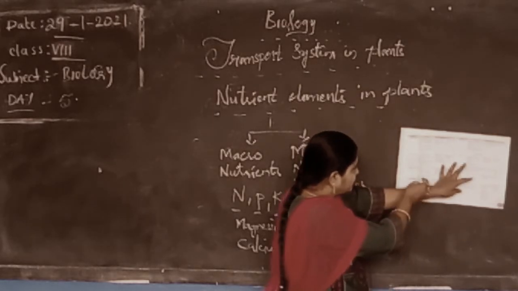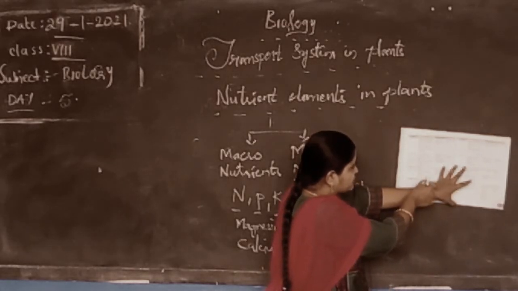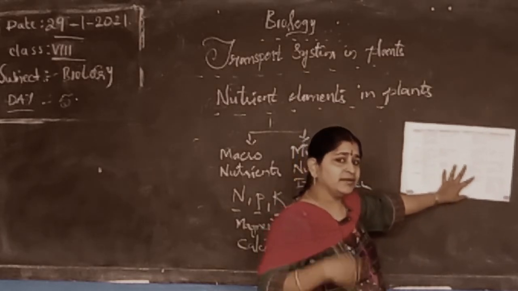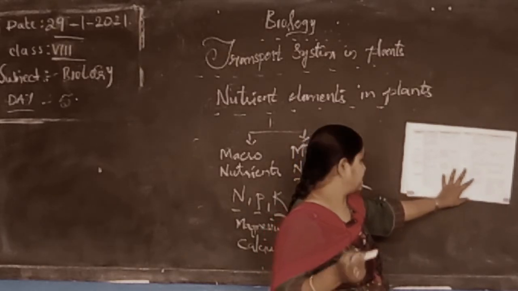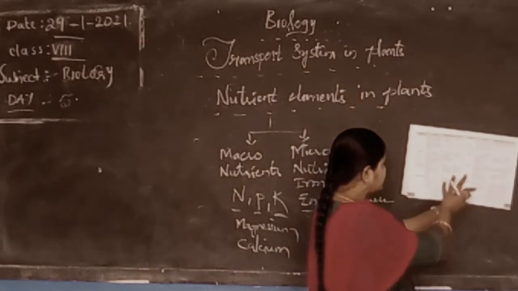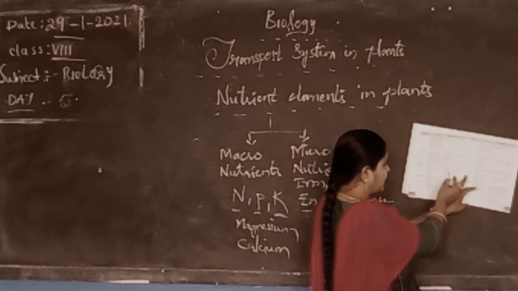Next, participates in metabolic processes of uptake of other nutrients. Metabolic activities. It helps in the participation of metabolic activities. Then regulates the opening and closing of stomata, the same role. Next, new leaves at the top of the plant are distorted or irregularly shaped.